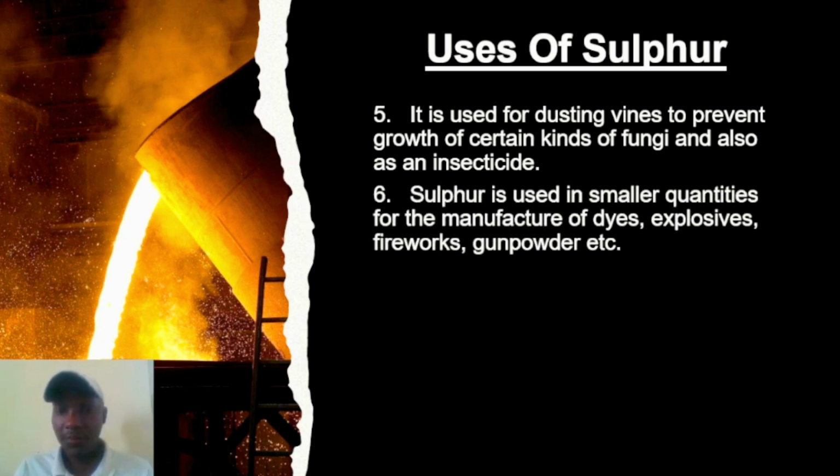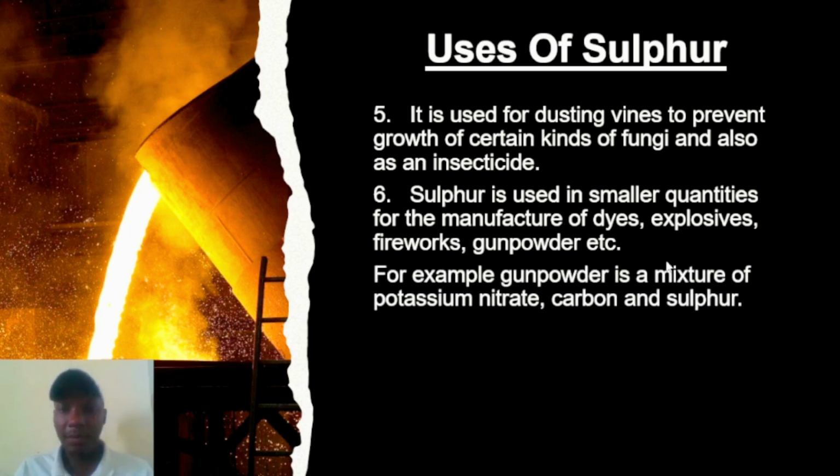Also, sulfur is used in smaller quantities for the manufacture of products such as dyes, explosives, fireworks, gunpowder, etc. For example, gunpowder is a mixture of potassium nitrate, carbon, and sulfur. So you can see sulfur there as a main component useful for the manufacture of gunpowder.